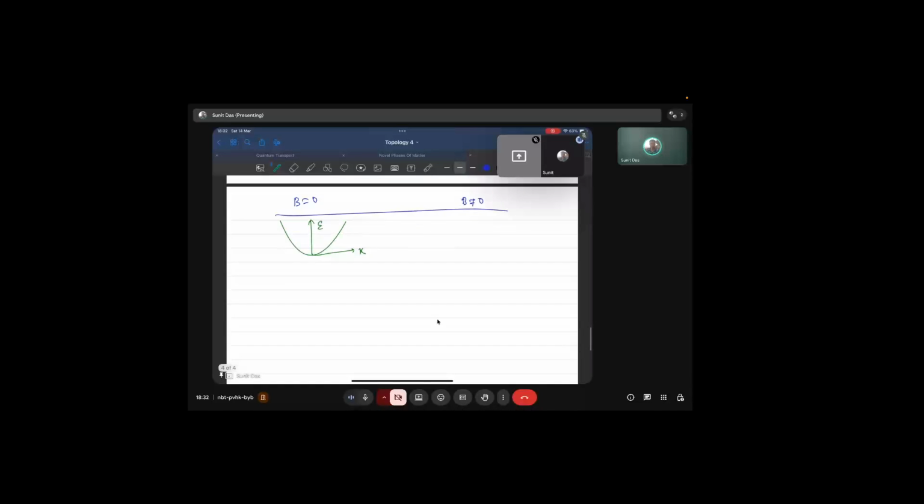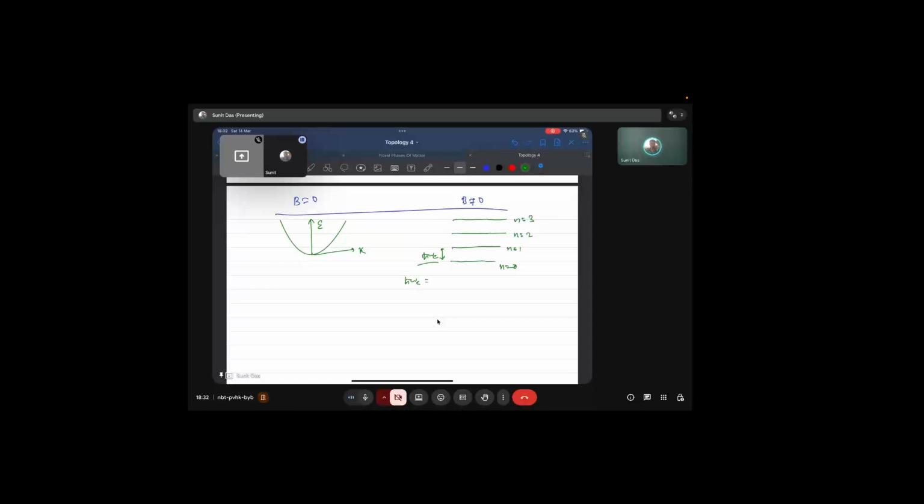So our energy expression becomes, this is n equal to 0, this is n equal to 1, n equal to 2, n equal to 3. And this distance between these two is h bar omega c. So this h bar omega c is nothing but the energy difference between two consecutive energy levels, epsilon n plus 1 minus epsilon n.